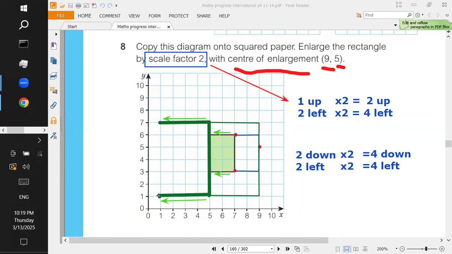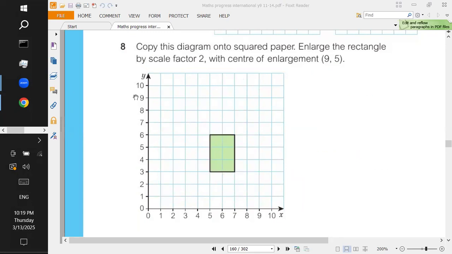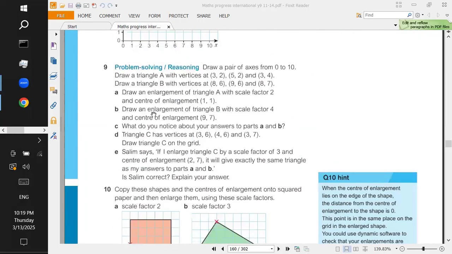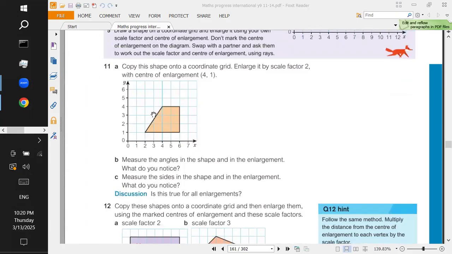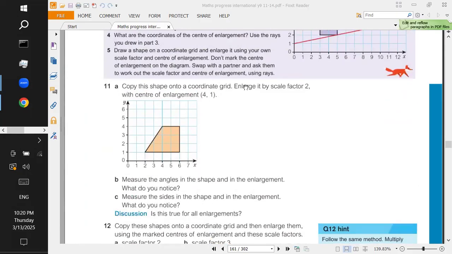And this is how you find or enlarge a shape by a positive scale factor. Now, all questions have the same ideas with a positive scale factor. Now, let's move on and check how to enlarge a shape using a negative scale factor. Sometimes questions are different. You just have to follow the same ideas, okay? Here, same idea, find the center and then enlarge by a scale factor of 2.